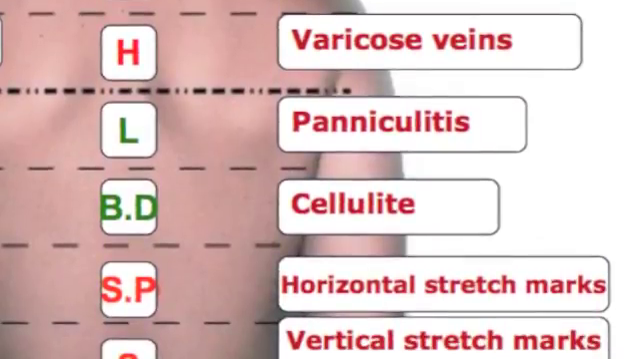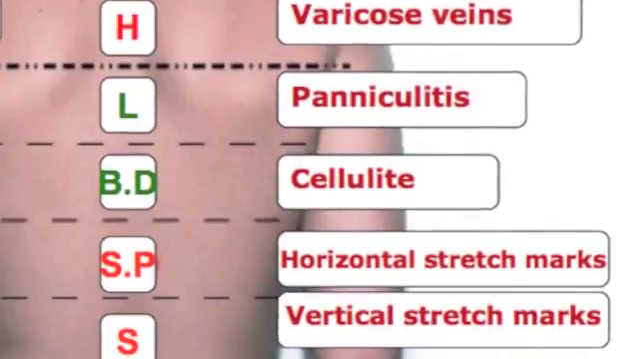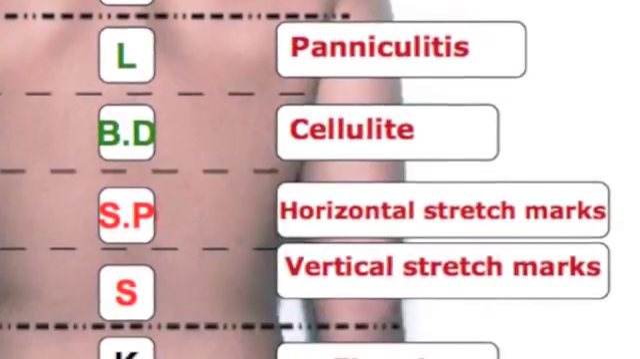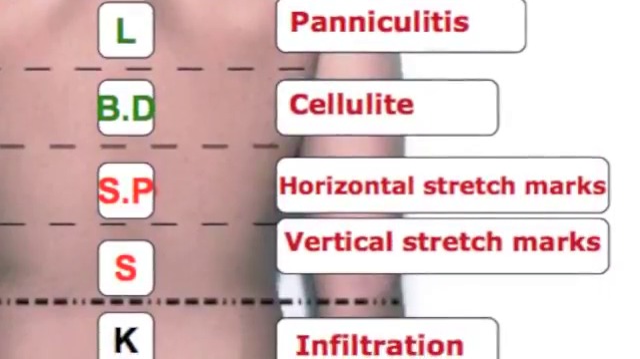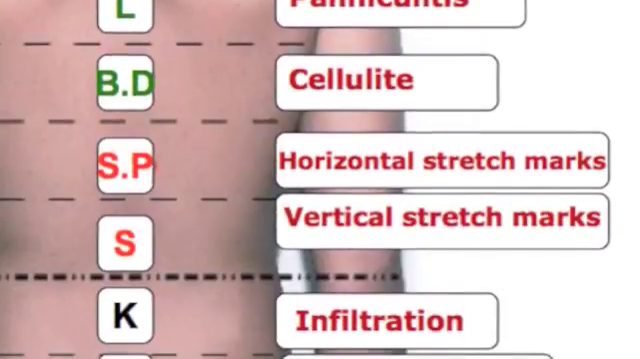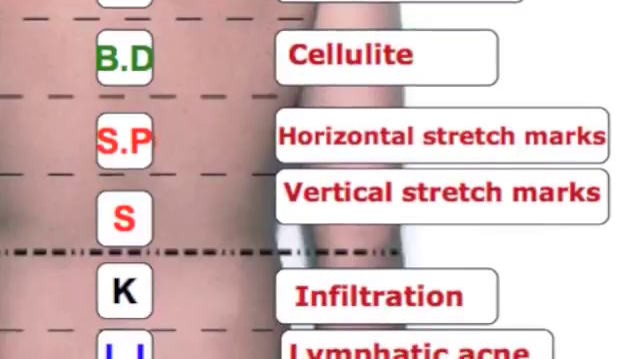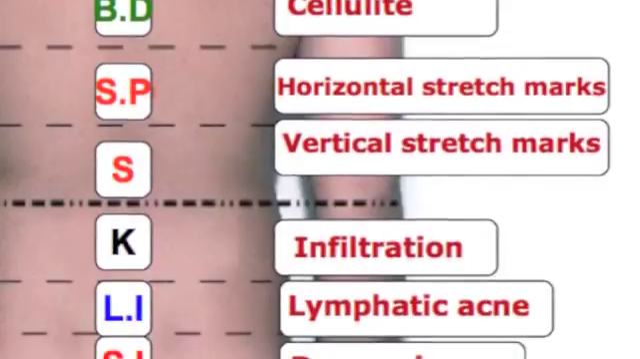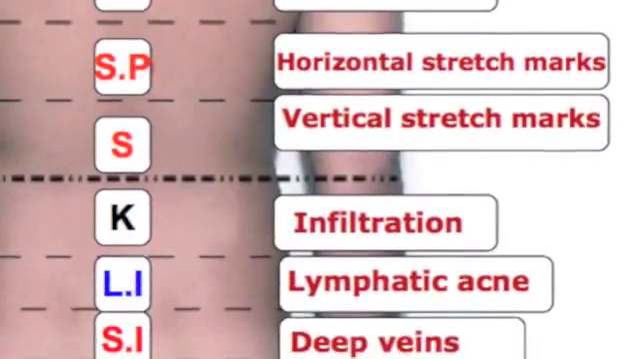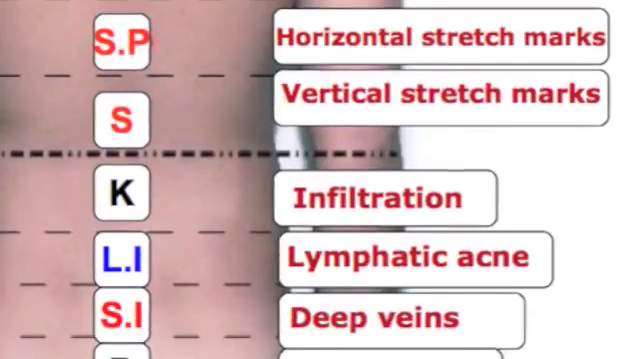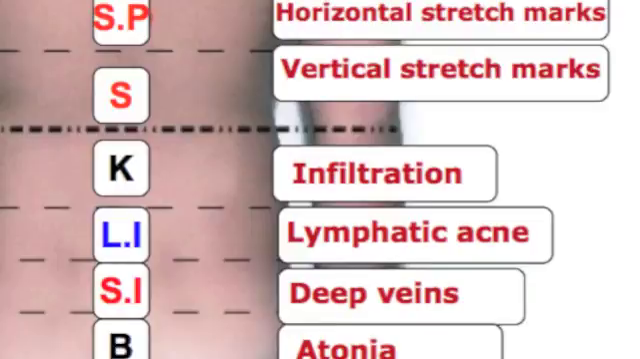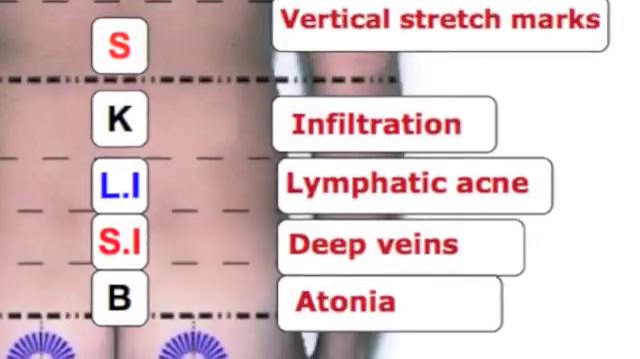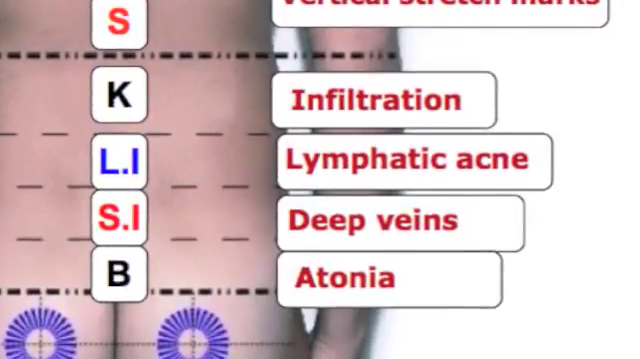For the gallbladder, we have cellulitis. For the spleen and pancreas, they're responsible for horizontal stretch marks. For the stomach, we have vertical stretch marks. And an alteration in the kidneys may cause infiltration. An alteration of the large intestine may cause lymphatic acne. An alteration of the small intestine may cause deep veins. And an alteration of the bladder will cause atonia.